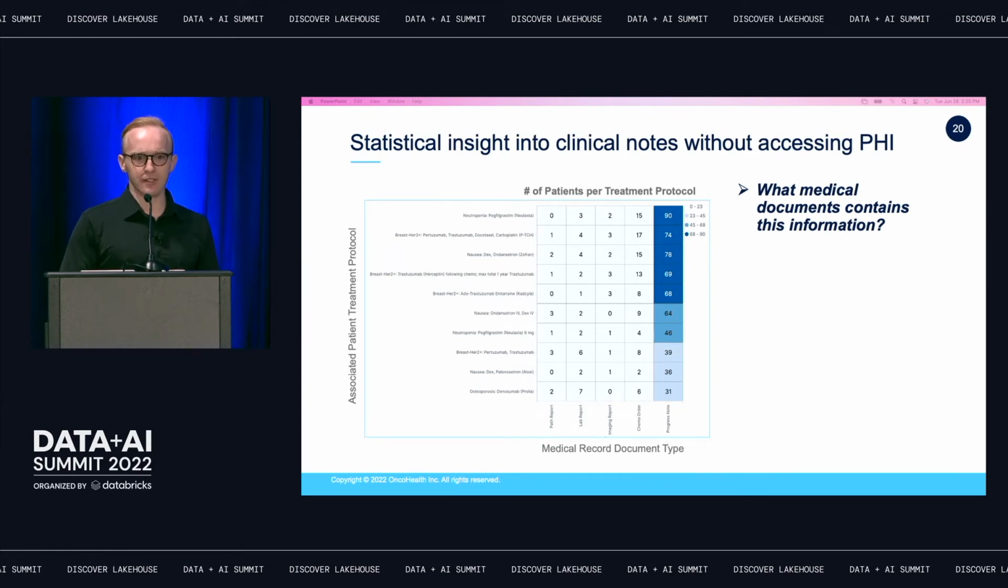One of the important things for medical documents, of course, for a term like adjuvant therapy or any other clinical consideration, is what kind of document it is found in. The most common labels for medical records are things like progress notes, lab reports, pathology reports, chemo orders. And you can see here, when we search for adjuvant therapy, most of these mentions are within progress notes. In this case, we have 90 patients receiving neutropenia treatment, and we have their treatment protocol, and we have adjuvant therapy found within the progress notes.